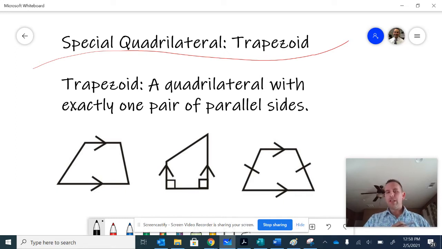Some define it differently. Some define a trapezoid as a quadrilateral with at least one pair of parallel sides. I don't like that definition. I think it muddies the water, but you know what? You can make up your own mind. So I'm going to say exactly one pair of parallel lines.